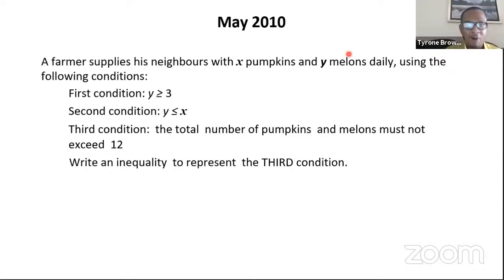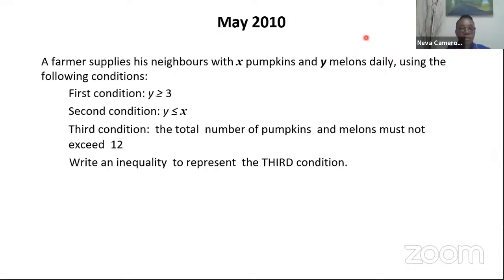Okay, so for our next question, a farmer is supplying his neighbors with X amount of pumpkins and Y amount of melons daily. He has 3 conditions he needs to meet. The first one, Y is greater than or equal to 3. The second condition, Y is less than or equal to X. And the last one, the total number of pumpkins and melons must not exceed 12. They are asking us to come up with an inequality to represent the third condition.